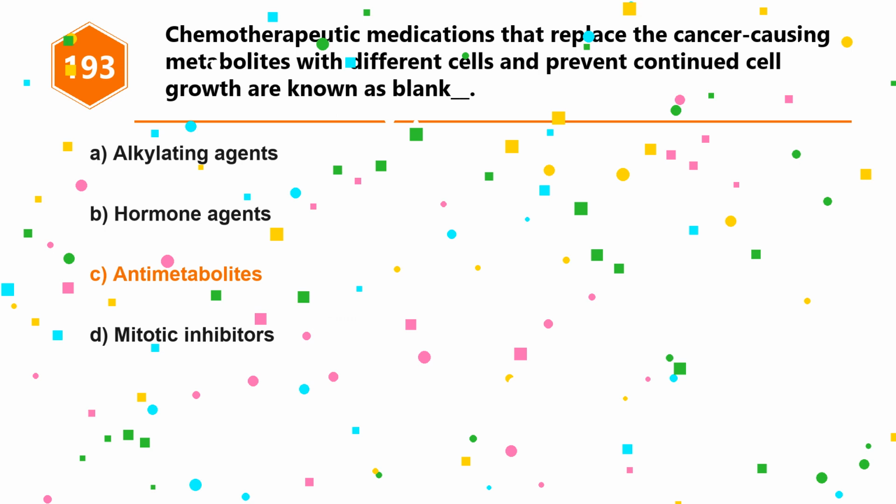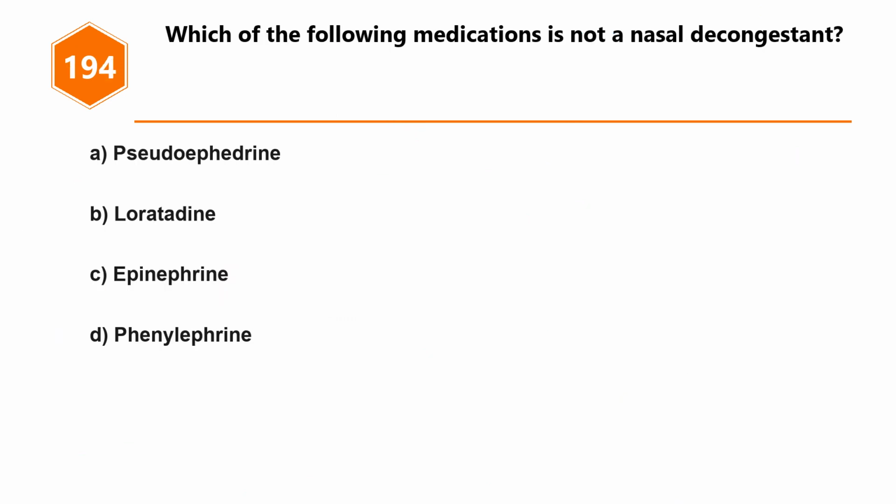The correct answer is option C. Antimetabolites. Question 194. Which of the following medications is not a nasal decongestant? Option A, pseudoephedrine. Option B, loratadine. Option C, epinephrine. Option D, phenylephrine.